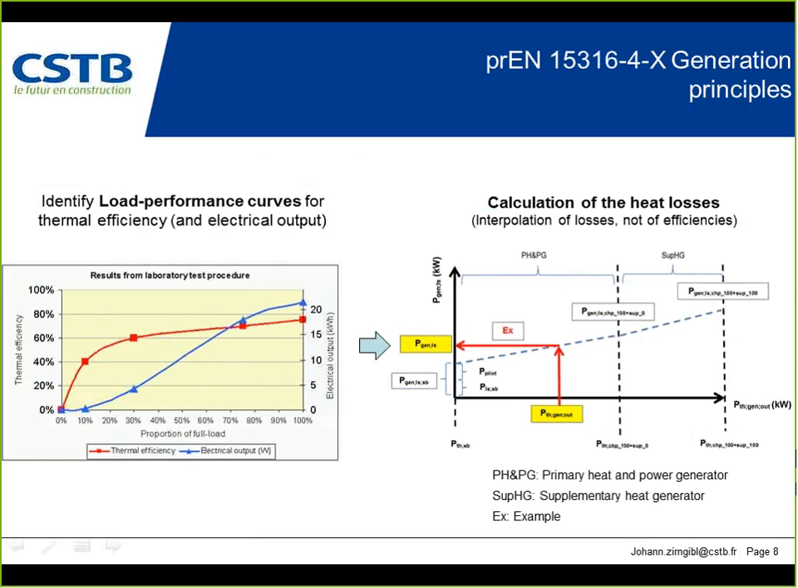And so what we do is calculate the heat losses. We do not interpolate the efficiency curves, but we interpolate the losses, because they are much more linear, so the interpolation is easier and more precise. We take the product data and then make the interpolation between the different product data we have, for example, for the standby losses, or for the losses at 100% load, and then we interpolate in a linear way to get the losses of the generation units.